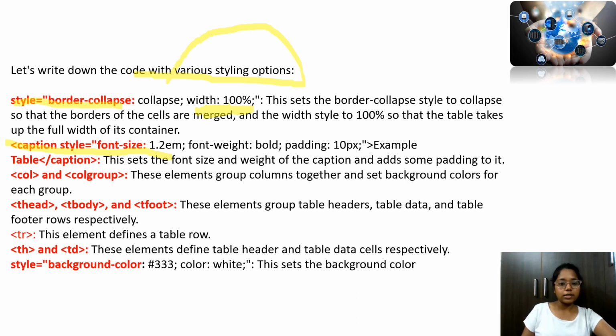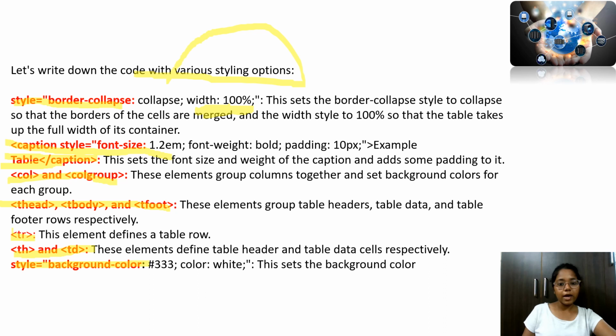This was just an example. Then the next tag we are using sets the font size and weight of the caption and adds some padding to it. Then the col and colgroup elements group columns together and set background colors for each group. Then thead, tbody and tfoot group table headers, table data and table footer rows respectively. The tr tag is used to define a table row. th and td are used for table header and table data respectively.